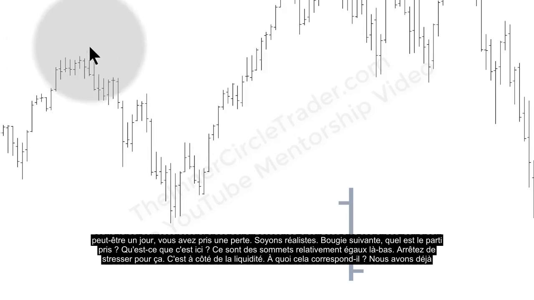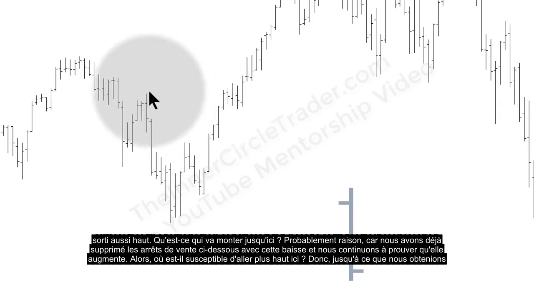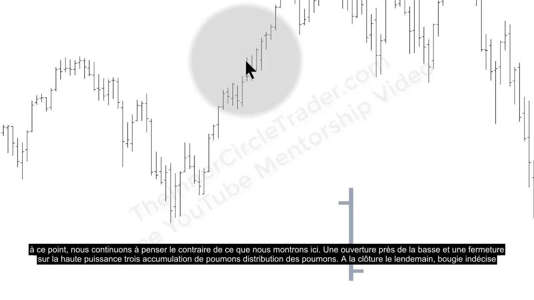What are these over here? They're relative equal highs. There's stops resting above that. That's buy side liquidity. What's it drawing up to? We've already taken out this high. What's going to go up to here likely, right? Because we've already taken out sell stops below here with this drop, and we keep proving it's going higher. So where's it likely to go? Above here. So until we get to that point, we keep thinking the opposite of what we're showing here.